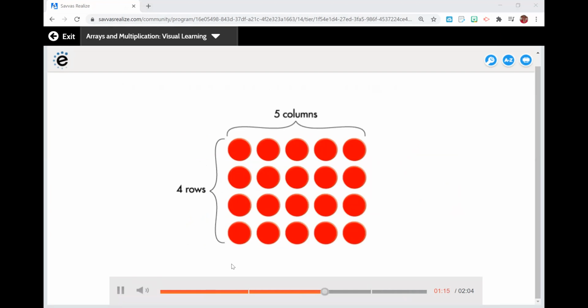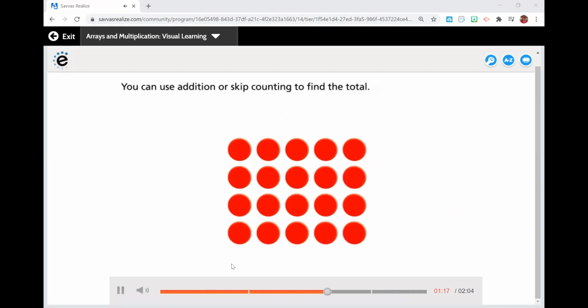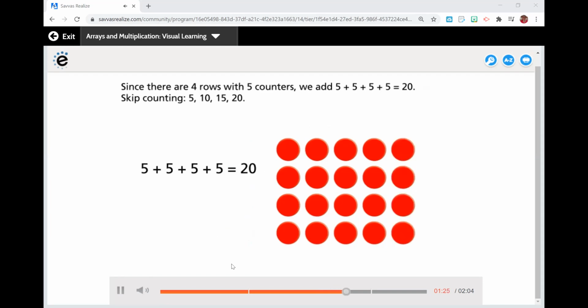You can use addition or skip counting to find the total. Since there are 4 rows with 5 counters, we add 5 plus 5 plus 5 plus 5 equals 20. Skip counting: 5, 10, 15, 20.